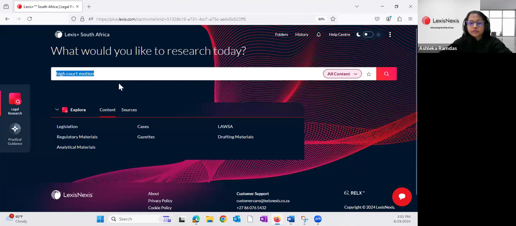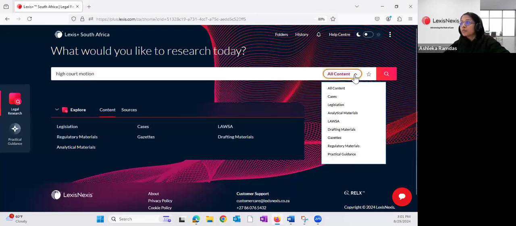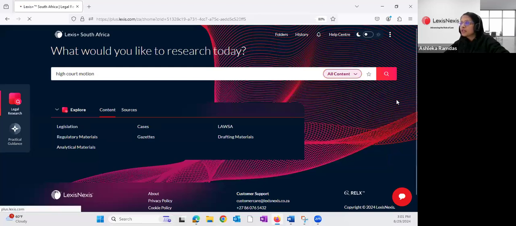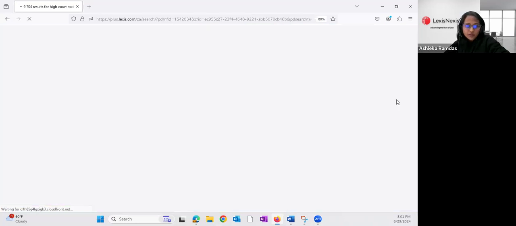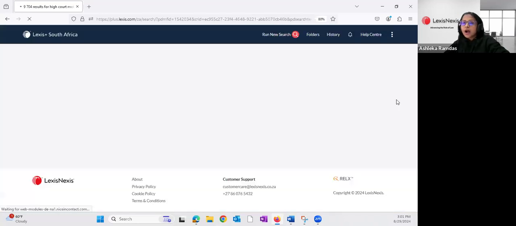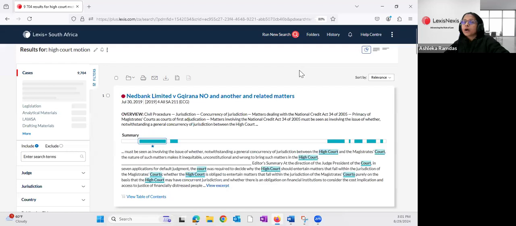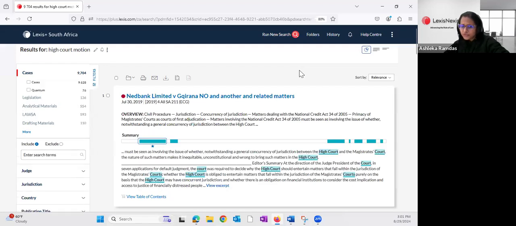So if I came into the system and I was very interested in high court motion, like we've been hearing this afternoon, and I have the opportunity to now see that content. We have content available across all these different content types, but I'm very interested, besides case law as a practitioner or researcher, in looking up what these application proceedings look like.